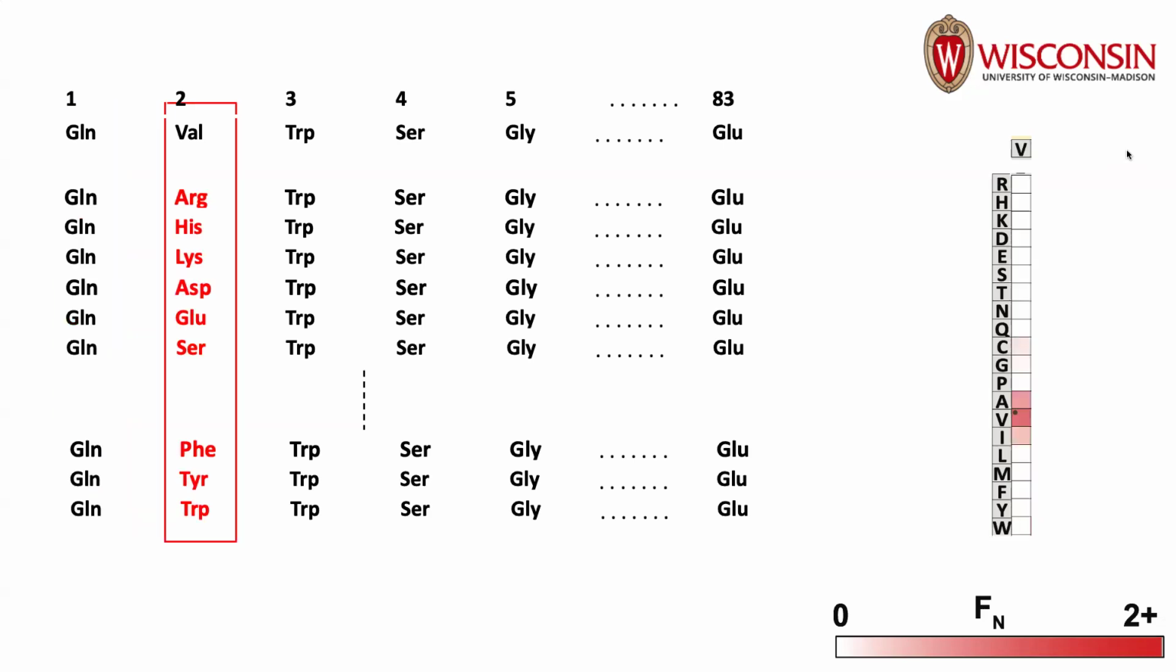Now you can look at position number 2, and you get a completely different story, right? You see that most of the variants drop out of selection. There are a couple of conservative mutations, alanine, valine, and isoleucine, that are close to the wild type. Those survive selection, the rest drop out of selection.